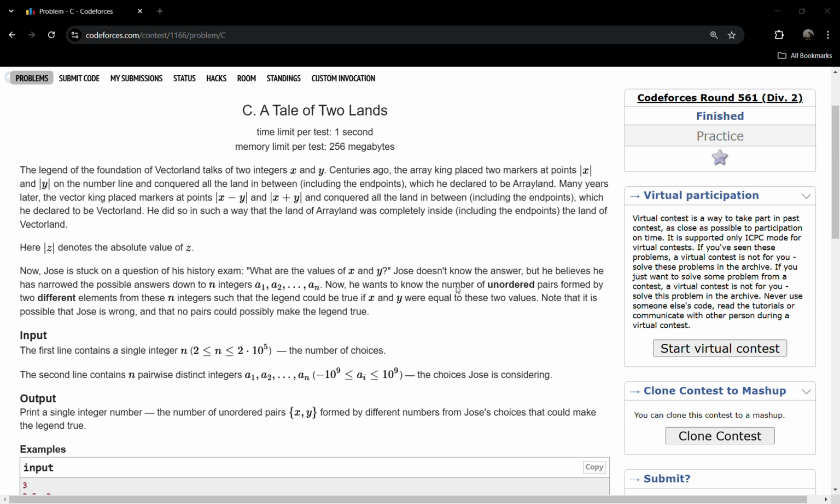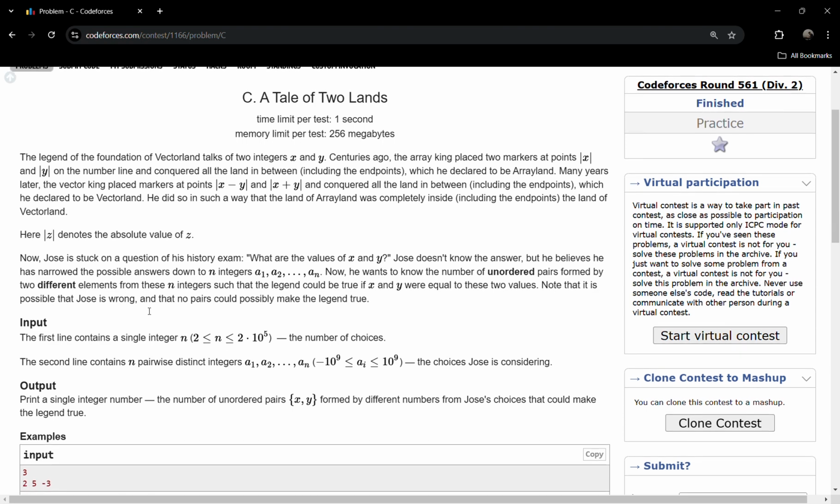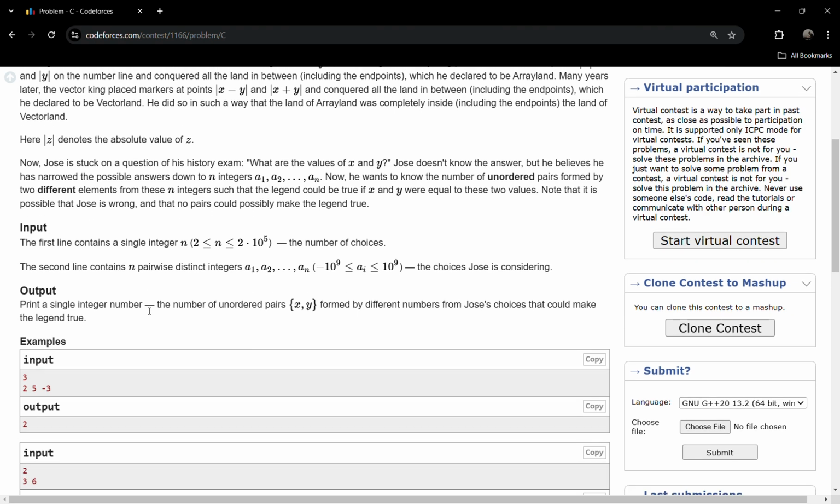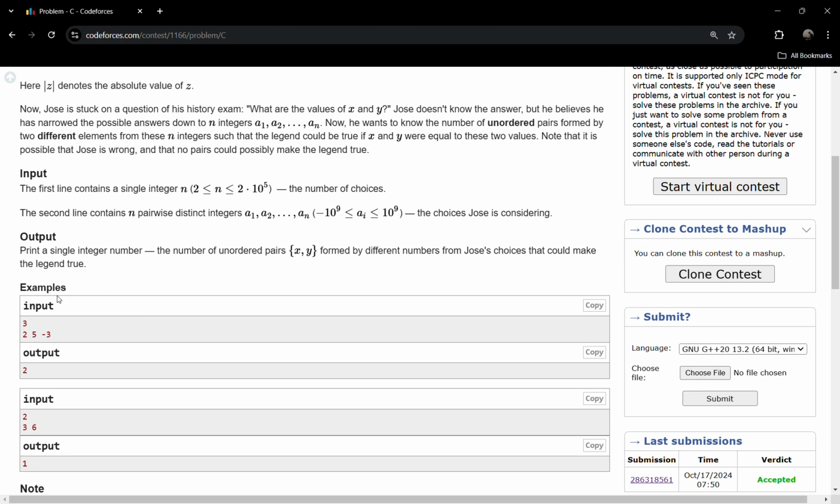Jose doesn't know the answer, but he believes he narrowed the possible answers down to n integers. Now he wants to know the number of unordered pairs formed by two different elements from these n integers, such that the legend could be true if x and y were equal to these values. So okay, that's the question. Let us take a look at this sample test case.